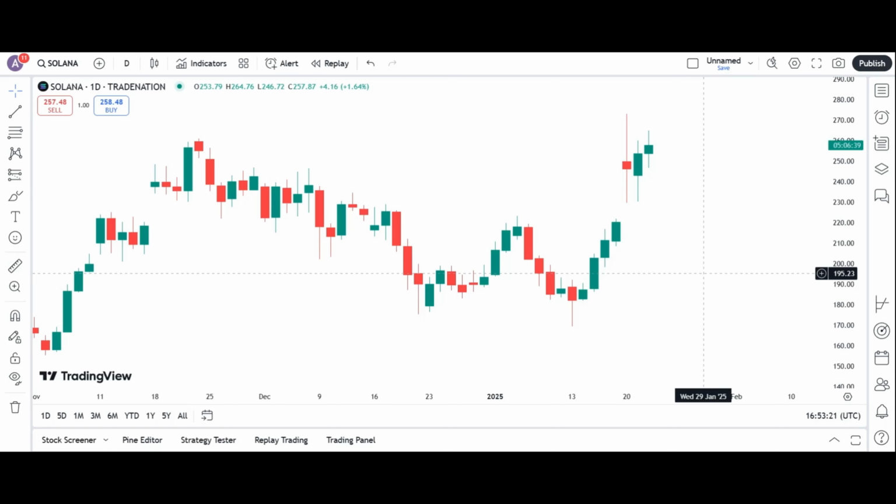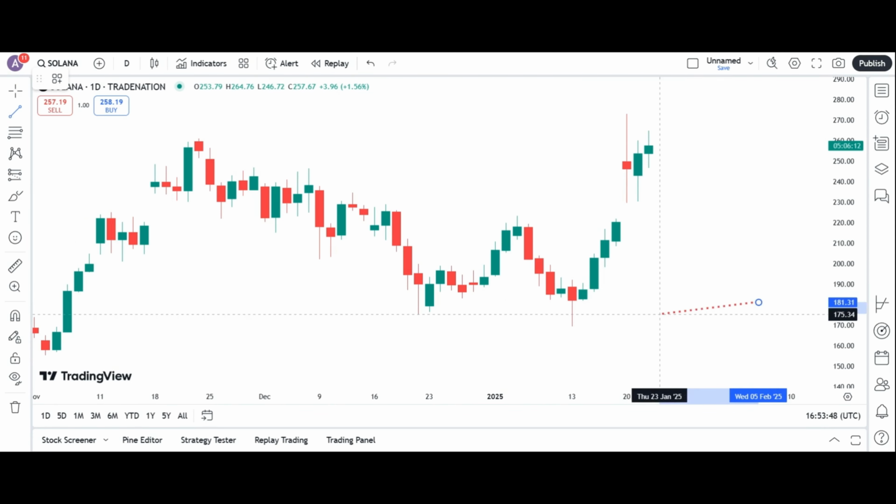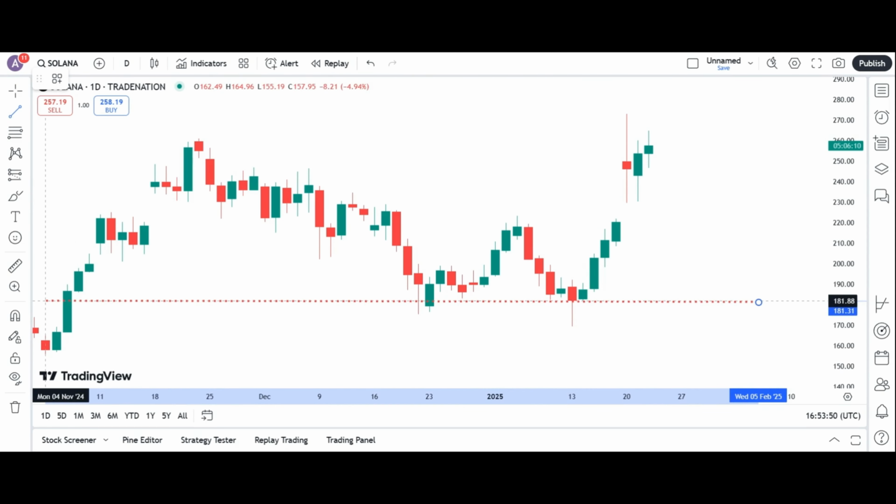The second instance is from Solana. As you can see, there is a consolidation area that is comprised of several swing lows and swing highs. And also, we try to draw the support and resistance zones based on swing highs and lows. And let me grab this, and this is our support zone.